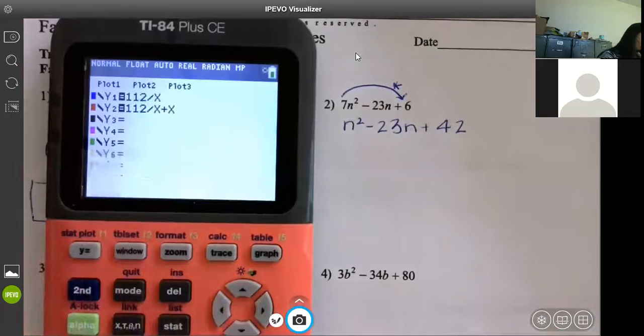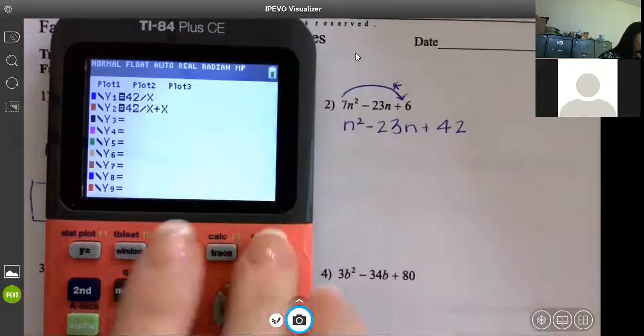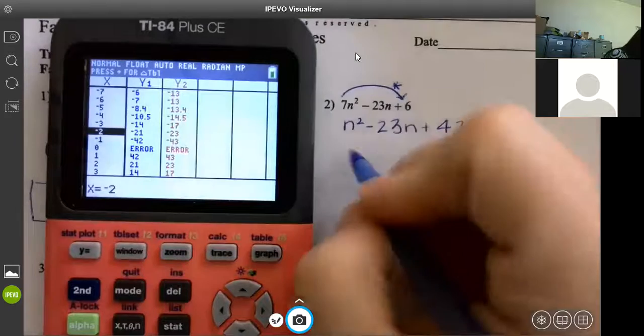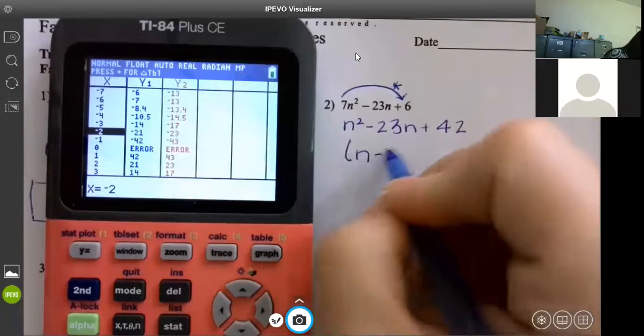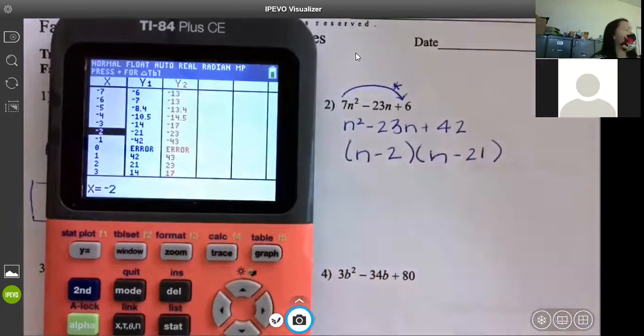Again, if you're not sure, we're going to do 42 divide x and 42 divide x plus x, and we're looking for negative 23. So there's negative 2 and negative 21. You don't have to make the chart unless you just need to, okay? I don't need to see it. Is everybody okay with this?